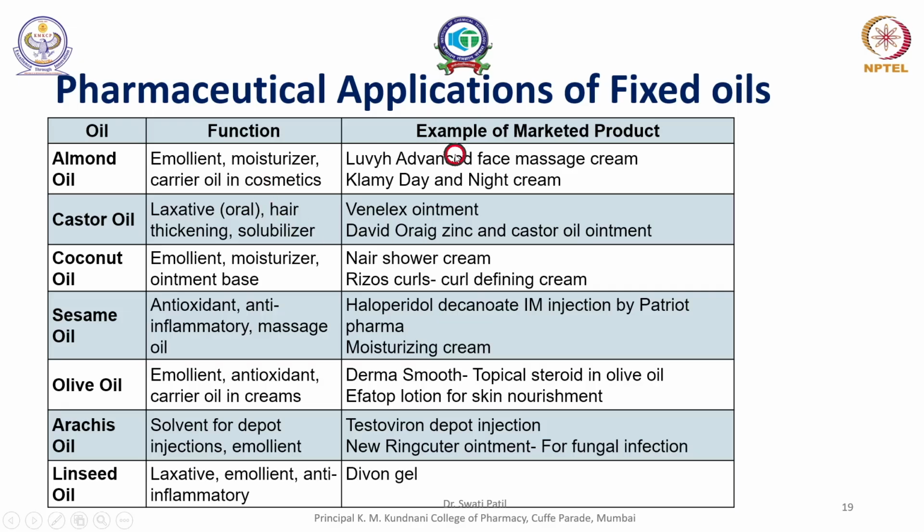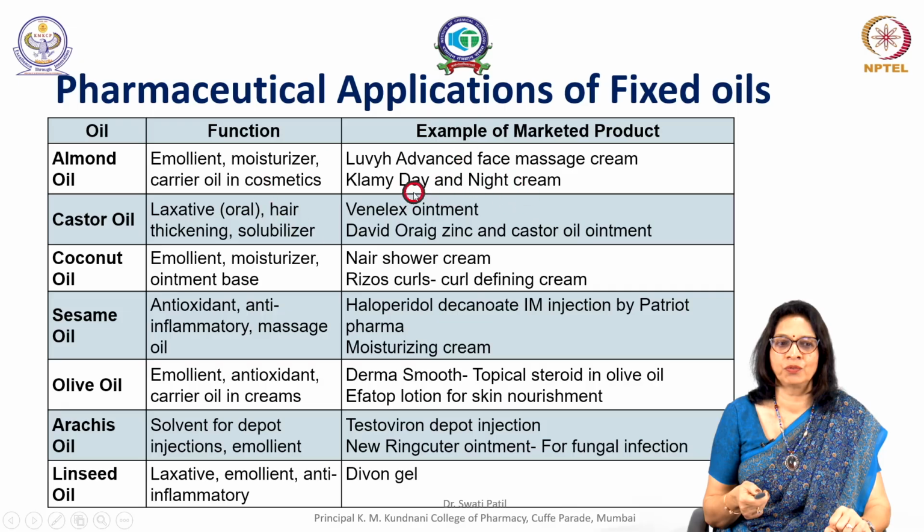So looking at the pharmaceutical applications of all these fixed oils which we discussed, almond oil can be used as emollient, moisturizer and carrier in cosmetics. It is found in many marketed preparations. It is used in advanced face massage creams. Castor oil, which can be given as an additional adjunct orally, is used as hair thickening solubilizer.